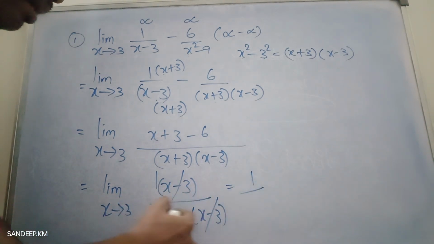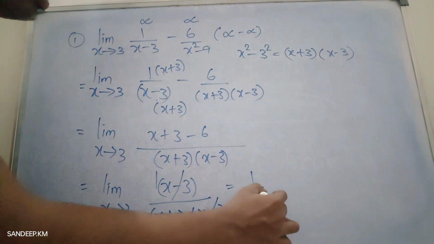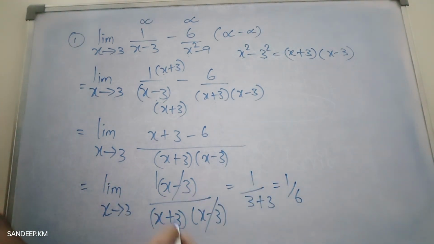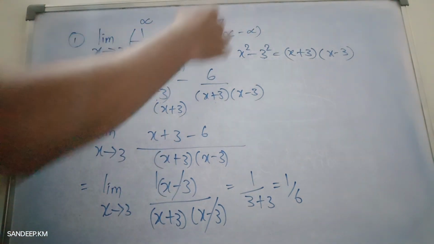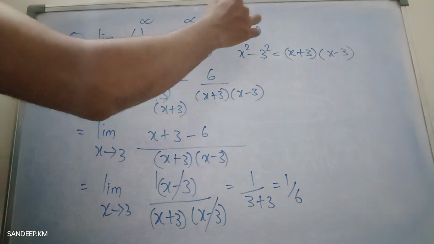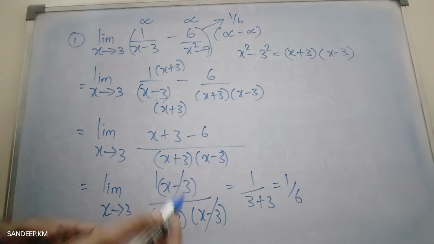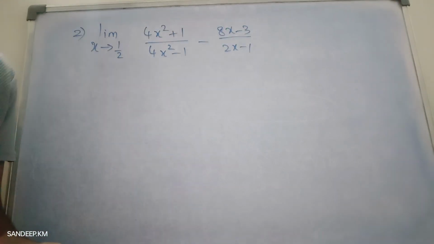We get 1 by 3 plus 3. X is 3 now. So the answer is 1 by 6. So when x is approaching 3, this function is approaching what value? 1 by 6. The answer is 1 by 6. Okay, we'll go with next question.